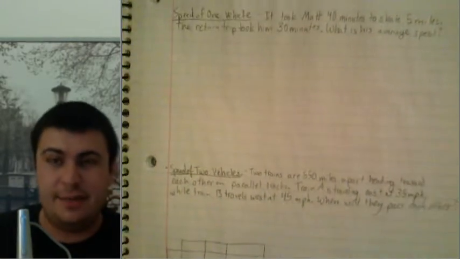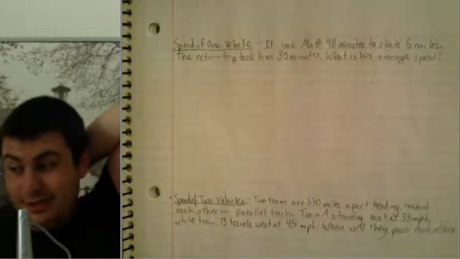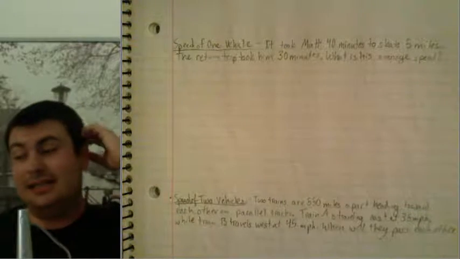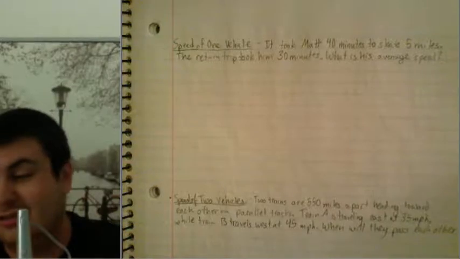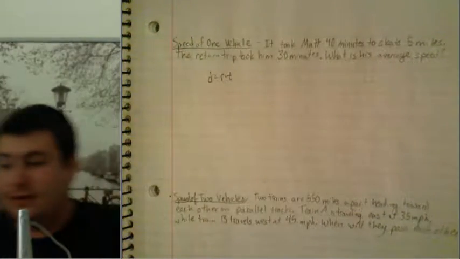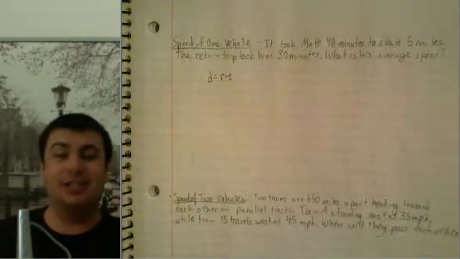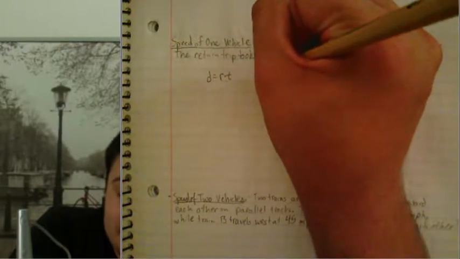Now, if it took Matt 40 minutes to skate 5 miles, the return trip took him 30 minutes. What is his average speed? So it took him 40 minutes to skate 5 miles, and the return trip took him 30 minutes. So we know, hopefully from science or physics class, that distance equals rate times time. I'm going to rewrite this equation looking for the rate, because we're talking about what his average speed was. So I'm going to say that r equals, when I divide both sides by t, d over t.